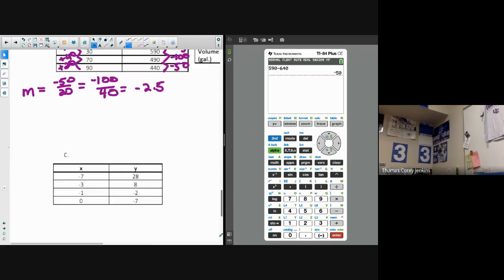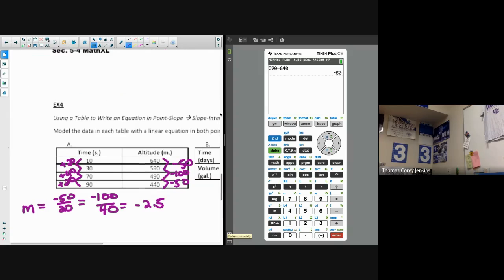Now if we want a point slope equation, we have the slope, we need a point. You can pick any point you want here. I usually just pick the top one. So x1 is equal to 10 and y1 is equal to 640. It doesn't matter which ones you pick. Now we sub in: y minus 640 equals m, which is negative 2.5, times the quantity x minus x1, which is 10.